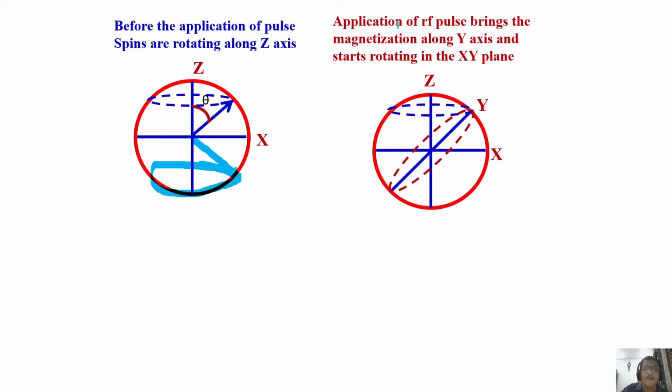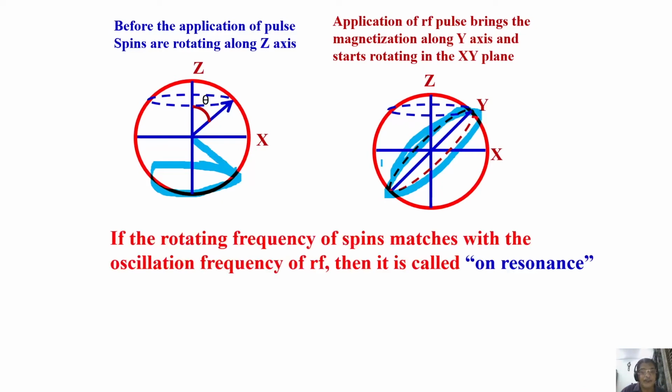Now when you apply a radio frequency pulse, you bring the magnetization along the y-axis. Let us say I am applying along the x-axis, bring the magnetization along the y-axis. Then it starts rotating in the xy plane. Okay, imagine it is along the z-axis here. You bring it to, let us say, the x-axis, and it starts rotating in this xy plane. Okay, that's what is happening.